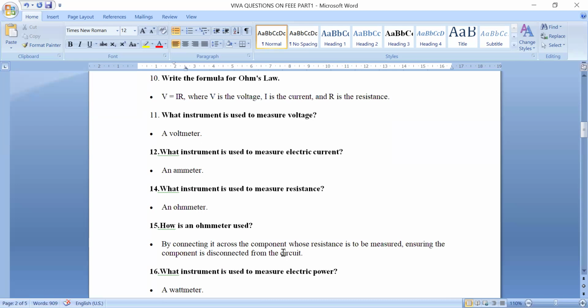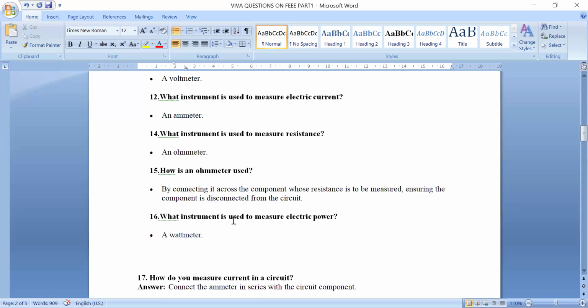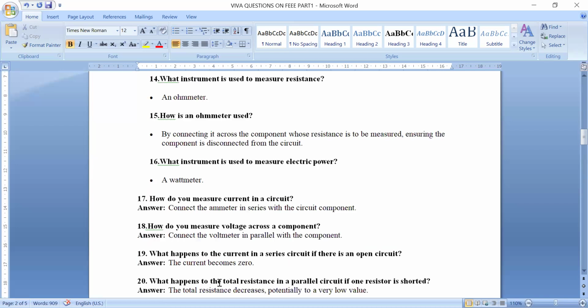So if you want to measure the resistance, you should connect the ohm meter across the resistance between the two ends of the resistor. If you connect the ohm meter, it will measure the resistance. But the condition is you should remove the component from the circuit, then you should measure the resistance value. So what instrument is used to measure the electric power? Answer is wattmeter.